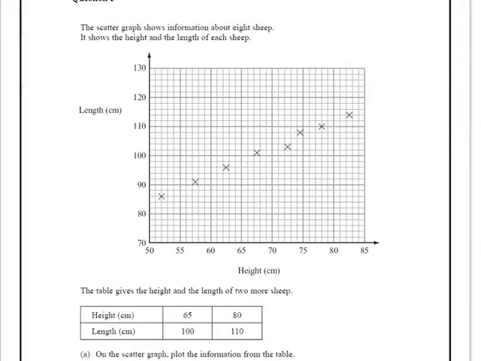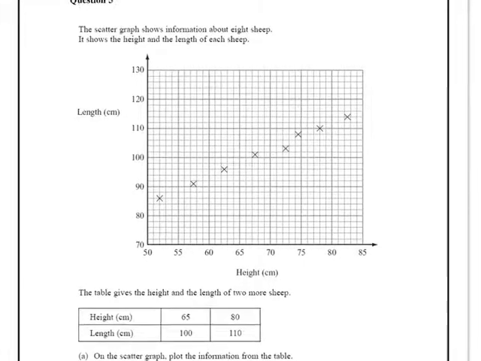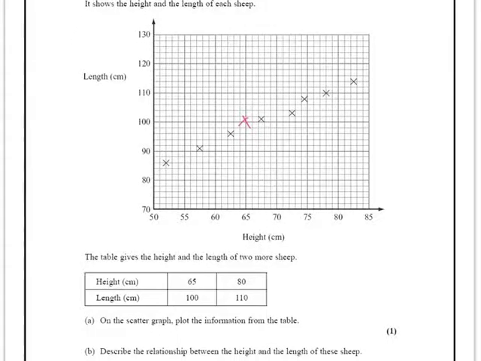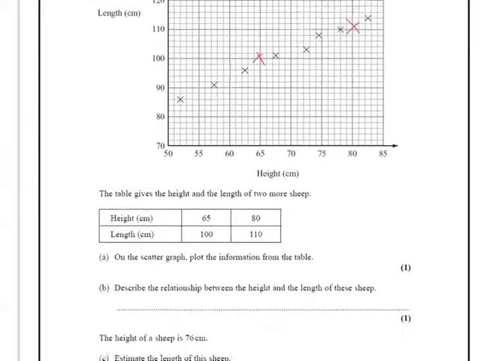So to start the scatter diagram here, 65 centimeters and 100 centimeters is going to be about there. Now that's slightly off because of the pen used to plot this, but that's basically about where it's supposed to be. You will be allowed some margin of error, but not a lot. The next one's height 80 and length 110. So 80, 110 is going to be there. Okay, again slightly off, but it's good enough. Right, so those are the 2 points. That's our 1 mark for that.